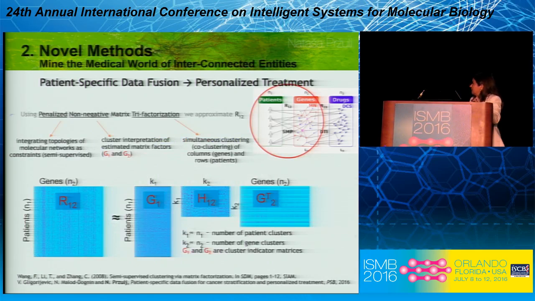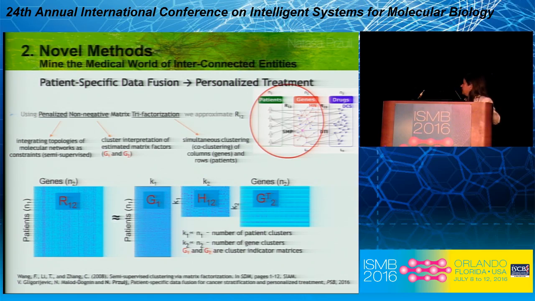First let's just focus on patients and genes. These are somatic mutation profiles, so this is matrix R12. We will factorize it into three matrix factors. This is basically your patients, where K1 is the number of patient clusters, which is going to be much smaller than the number of patients. Then there is this matrix here of genes, and K2 is the number of gene clusters, again much smaller than the number of genes.